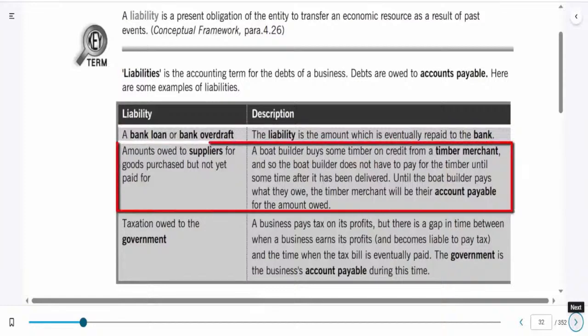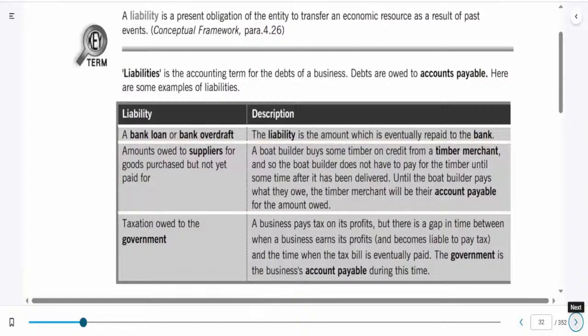2. Amounts owed to suppliers, also called accounts payable. Sometimes, a business buys things it needs on credit rather than paying right away. Let's say a boat builder buys timber, wood, from a supplier to build boats. The supplier agrees that the boat builder doesn't have to pay immediately, but can pay later. Until the boat builder pays for this timber, the amount owed to the supplier is a liability. We often call this type of liability accounts payable because it is money the business owes to suppliers who have provided goods or services.